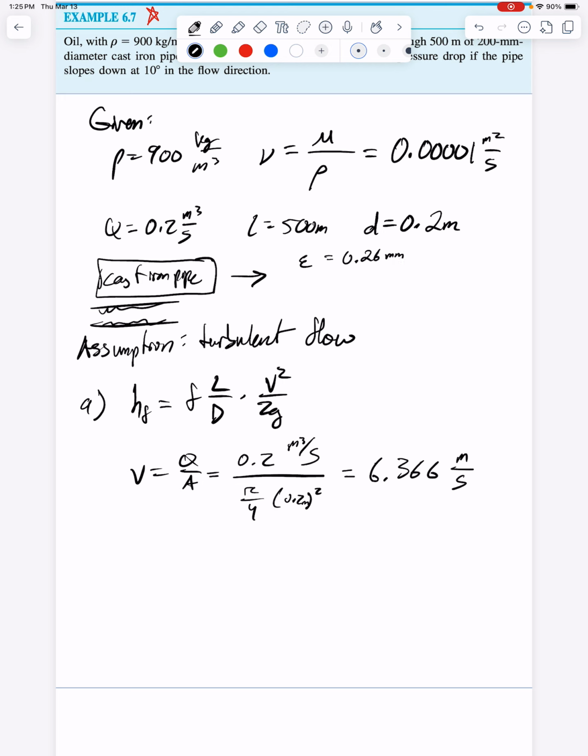Our pipe was 200 millimeters. Therefore, our roughness ratio of epsilon over D is equal to 0.26 millimeters over 200 millimeters, which then gives me 0.013. Sorry, 0.0013.